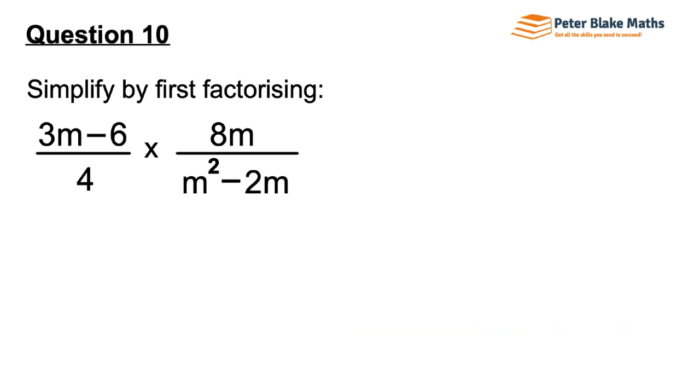Let's start by factorising. What's common between 3m and minus 6? I think we can take a 3 out. What have we got to multiply 3 by to get 3m? We'll need an m in the bracket. What have we got to multiply 3 by to get minus 6? We'll need a minus 2 in the bracket. And that's over 4. We've got an 8m on the top.